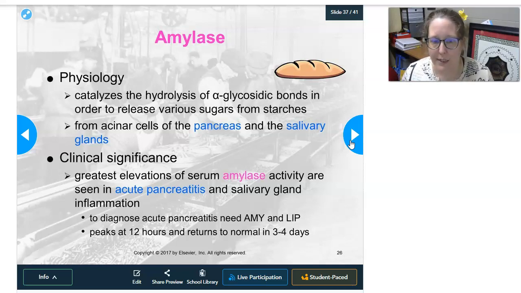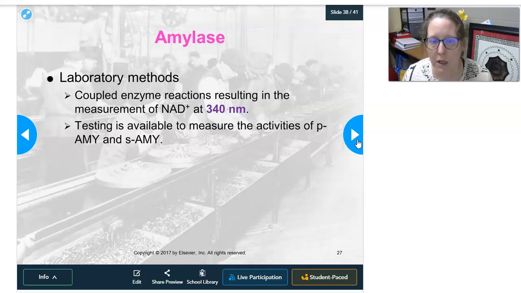So ideally, to diagnose acute pancreatitis, you need amylase and lipase, which we're going to talk about lipase in a minute. Amylase will peak at 12 hours after a bout of acute pancreatitis and will return to normal in 3 to 4 days post-pancreatitis. The lab methods for amylase are a coupled enzyme reaction that results in the measurement of NAD plus at 340 nanometers.